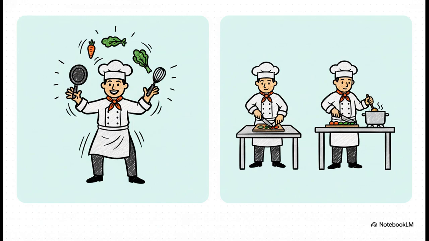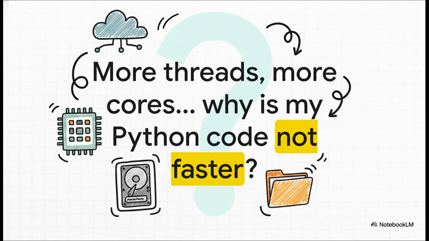And let's clear up another super common point of confusion. Concurrency is about structuring your code to handle lots of things at once. It's like one chef in a kitchen, frantically switching between chopping vegetables and stirring a sauce. Parallelism, on the other hand, is about actually doing many things at the exact same time. That requires multiple chefs, or for us, multiple CPU cores. This is the million-dollar question for so many Python developers, right?